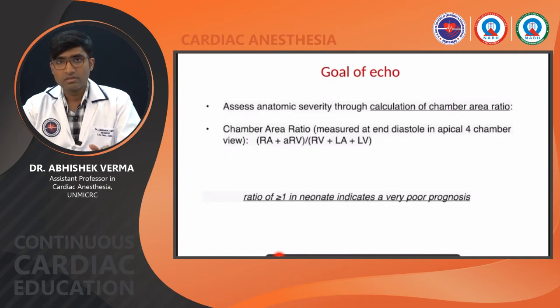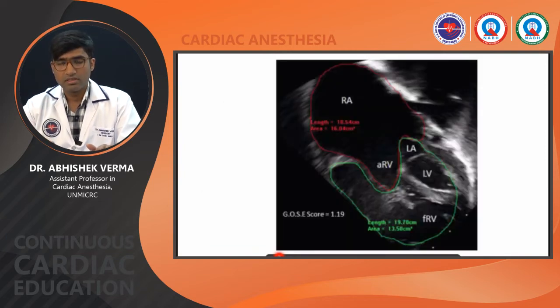The last slide for the echo: we have to calculate the chamber area ratio, via the area of the RA and the atrialized right ventricle divided by the area of the functional right ventricle plus LA plus LV. If it is more than 1.5 in neonates, it indicates a very poor prognosis. So in this echo we calculate this ratio. If it is more than 1, it has a poor prognosis. 1.5 is a more poor prognosis. This is toward the poor prognosis.